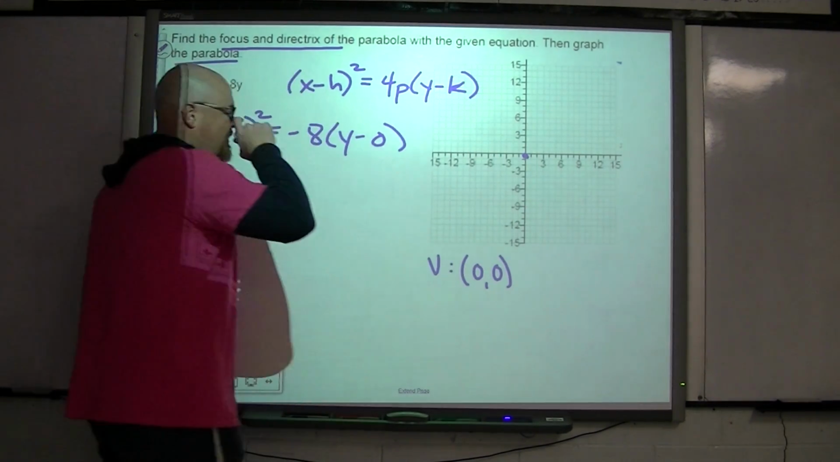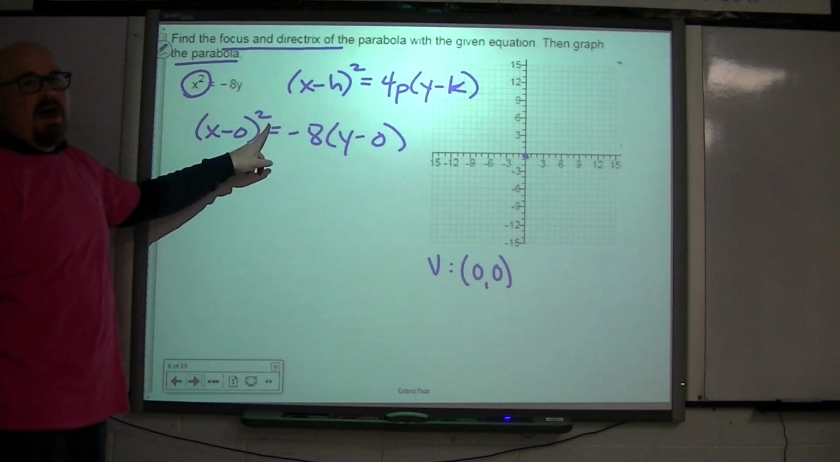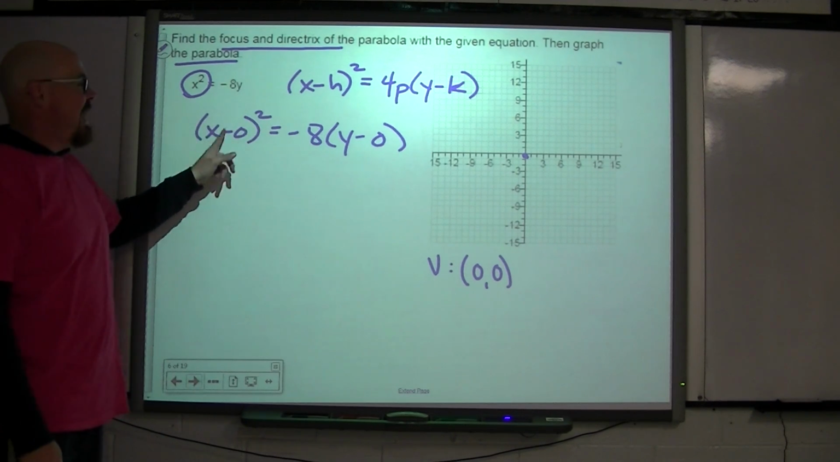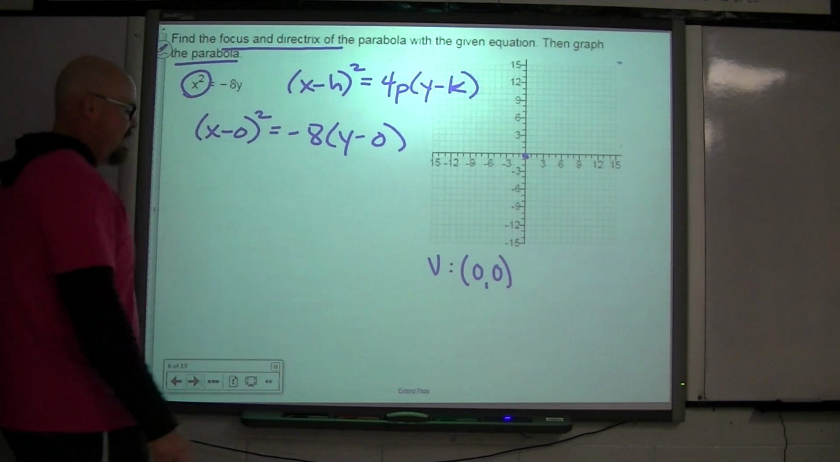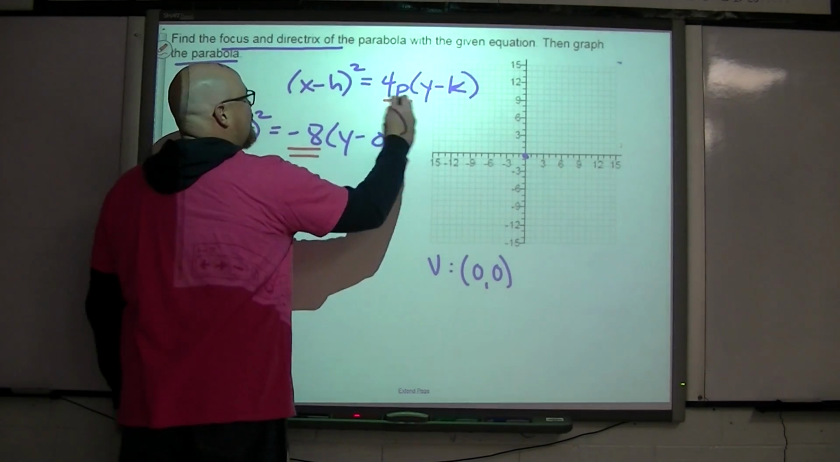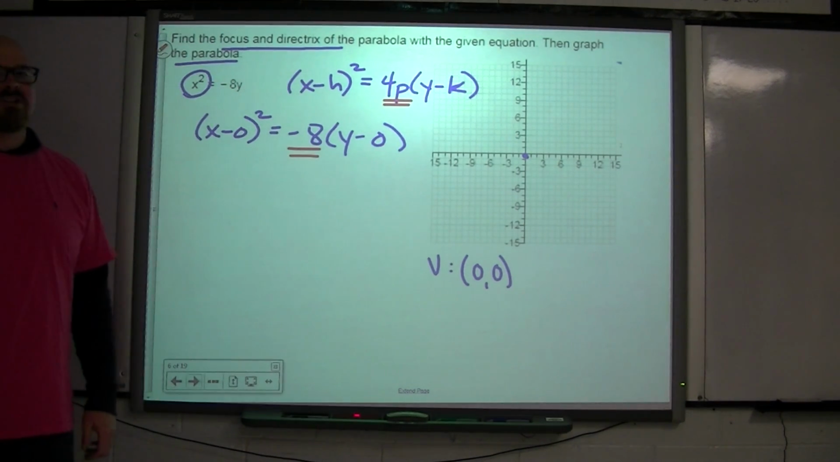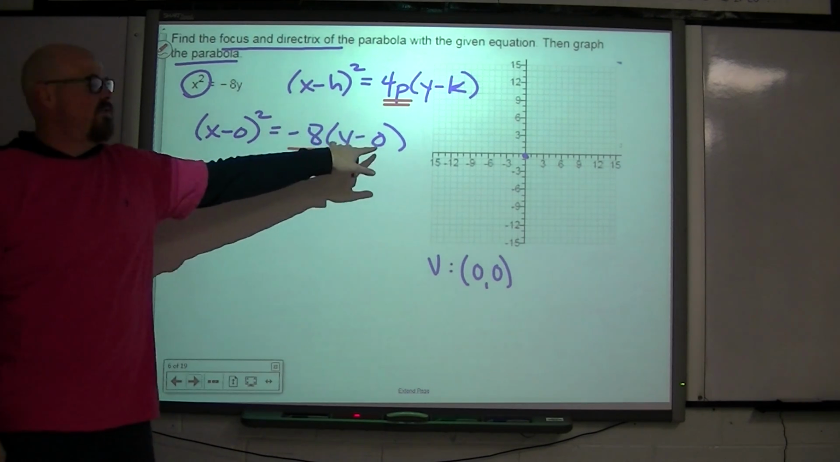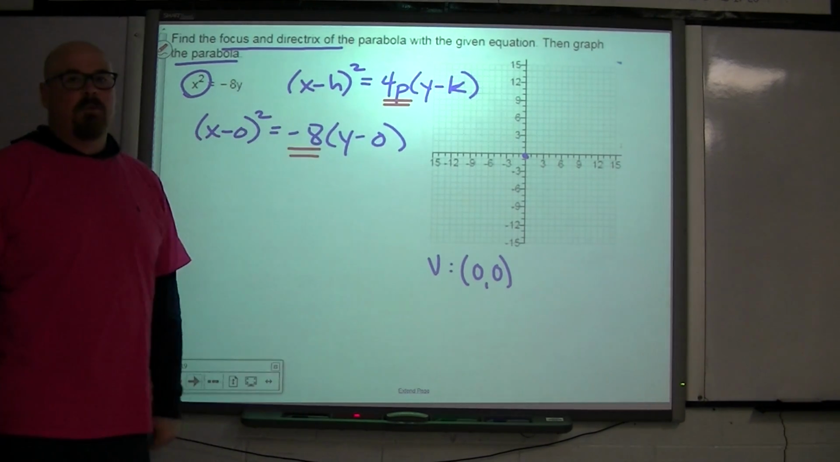Okay, here we go. We know that this parabola has to open up or down. Why do we know it opens up or down? Because x is squared, right? And again, I'll underline this the same way I did before. This is taking the place of that expression. The -8, that's the coefficient of this quantity, is equal to 4p, right?